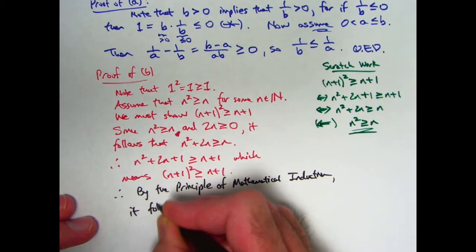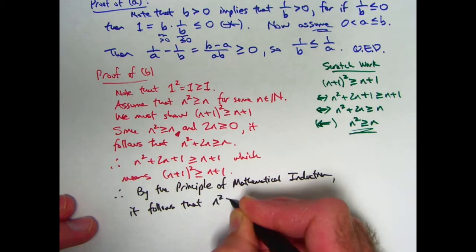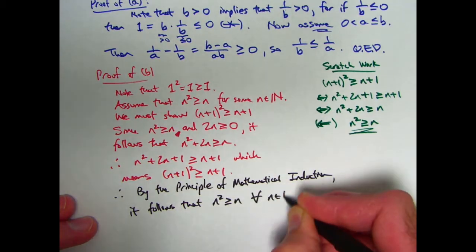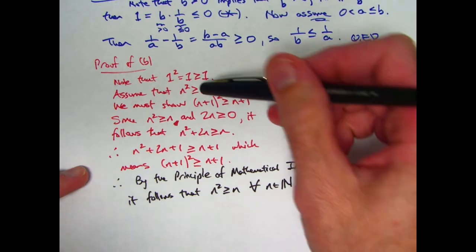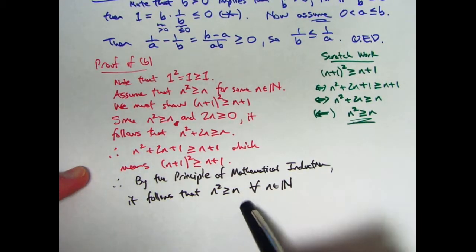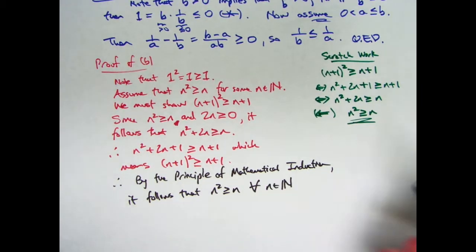It follows that n squared is greater than or equal to n for all natural numbers n. Upside down A means for all. Now it might be a little confusing that I'm using n here. I'm assuming this is true, and here I'm using the same letter, and I'm saying it's true for all n. Using the same letter in both spots might be a little confusing.